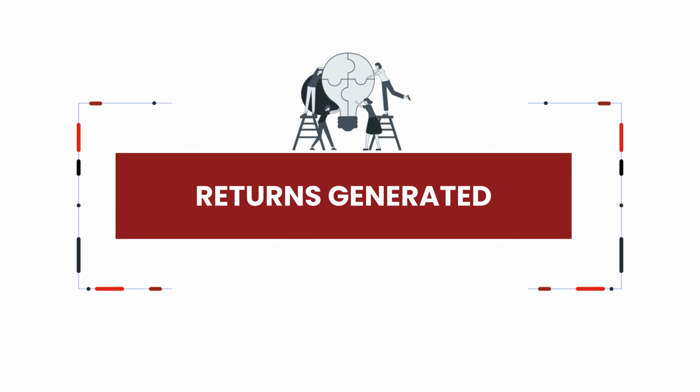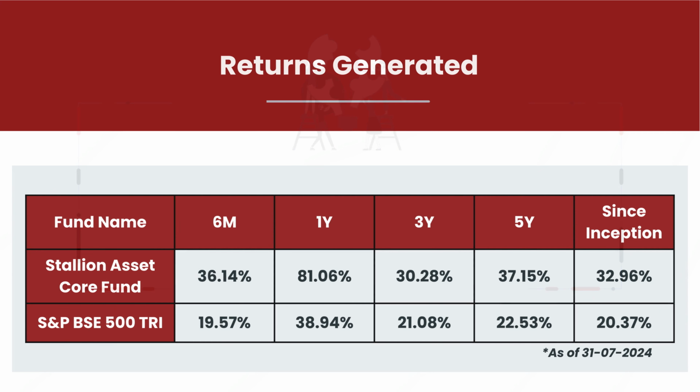Now, let's look at the returns generated by the fund. The Stallion Asset Core Fund has outperformed the S&P BSE 500 index over the past 6 months, 1 year, 3 years, and 5 years with 36.14%, 81.06%, 30.28%, and 37.15% returns respectively. The fund since inception generated an exceptional return of 32.96% against the 20.37% return of the S&P BSE 500 index.